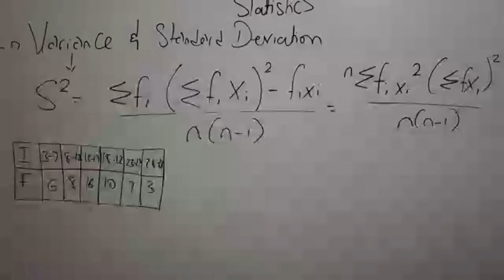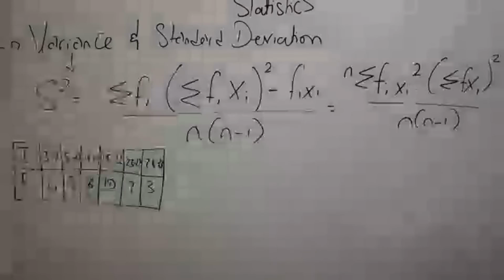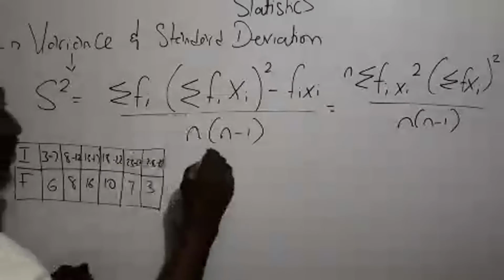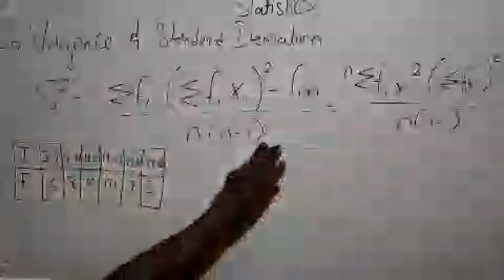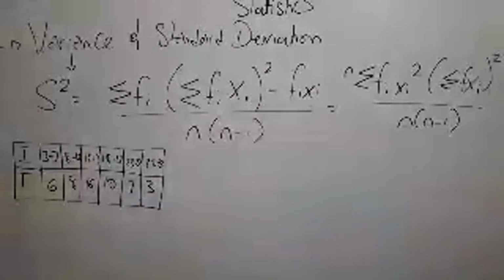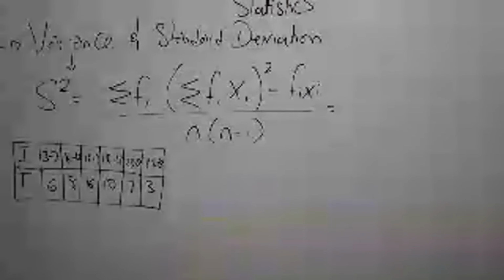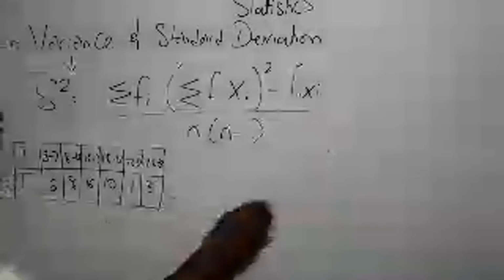So we are expected to solve for variance and standard deviation. From this table, the first thing to do, we have our intervals. Since this is relevant, I'm just going to erase this and move this here. I want everything to be solved here.